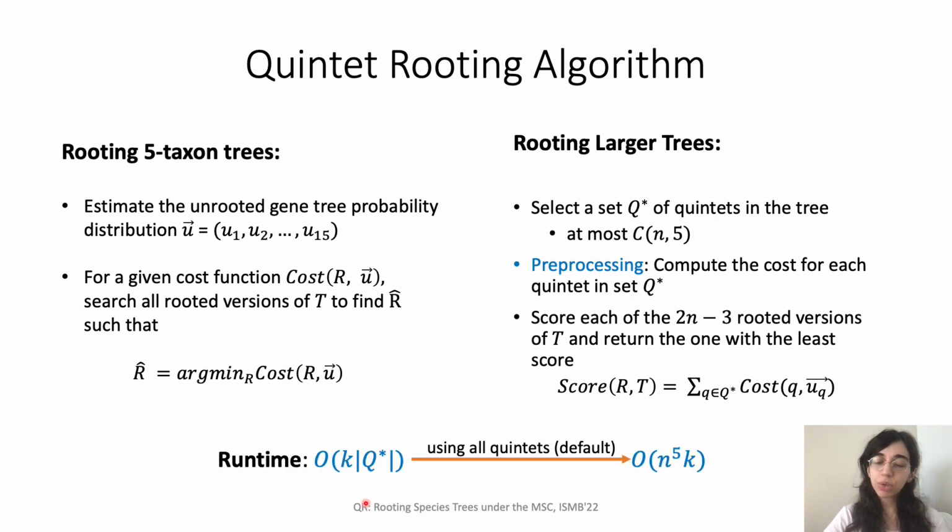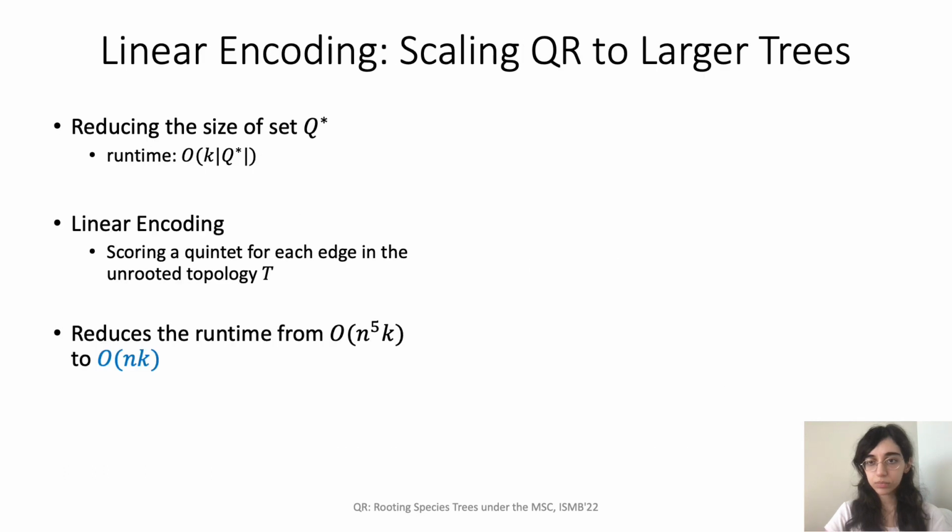So the runtime of QR is O of k times the size of Q star, which will become O of n to the 5th times k when the information from all of the quintets is used, where here n is the number of species and k is the number of gene trees. O of n to the 5th k can become quite large when the number of species increases, and therefore we explored an approach for reducing the size of this set so that it changes linearly with respect to the number of species, and we call this QR with a linear encoding.